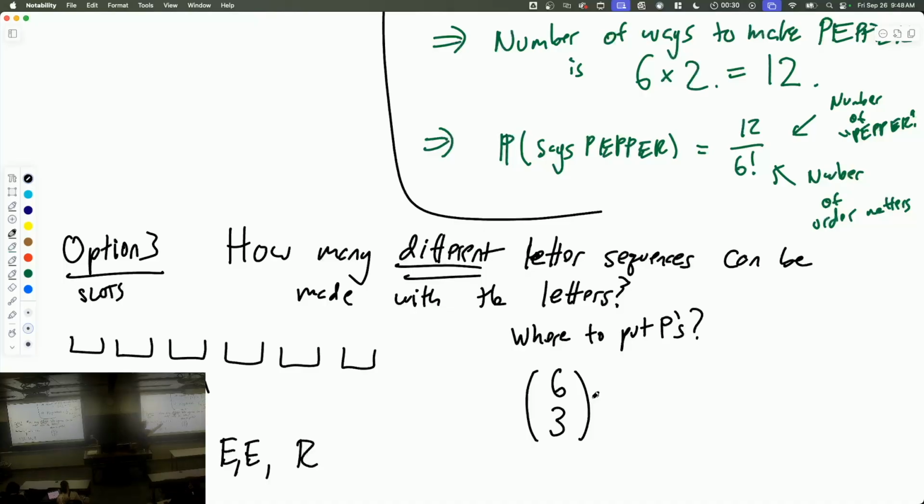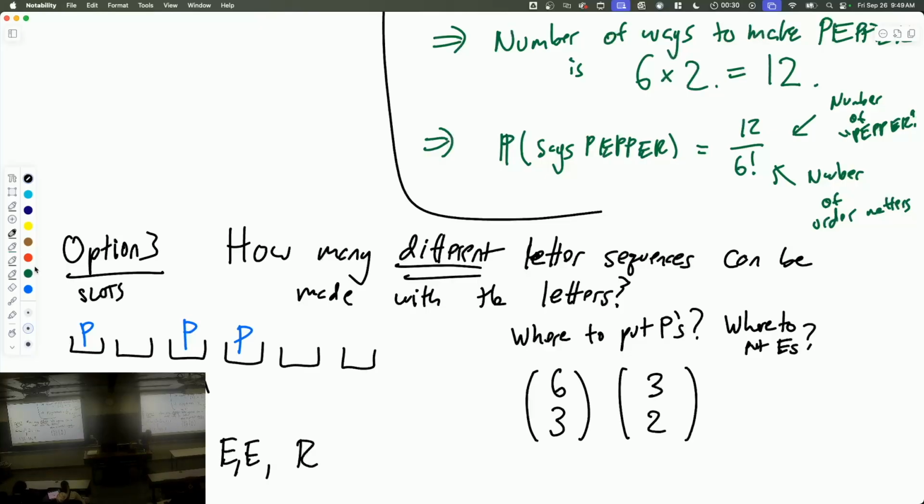Once the P's are in, we can ask the question, where to put the E's? Now, after we put the P's in, 3 of the slots will be taken up by P's, maybe this one, and this one. Where could we put the E's? Well, there's 3 slots left. We got 2 E's, so 3 choose 2. Once you get practice with this choose notation, it kind of does what it says on the tin. 3 slots, choose 2 of them to put the E's in, 3 choose 2.